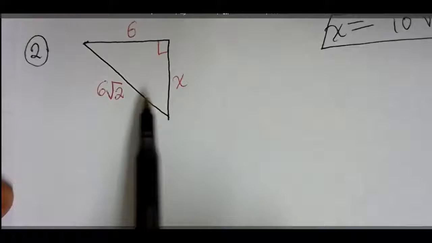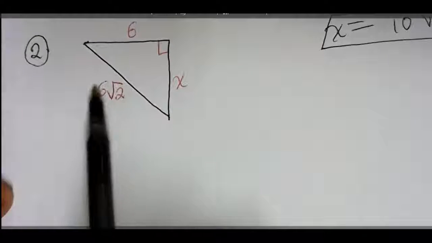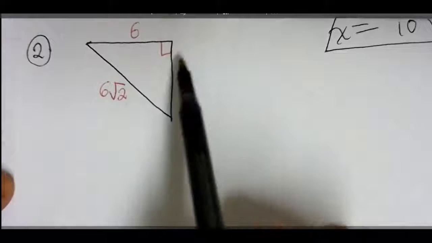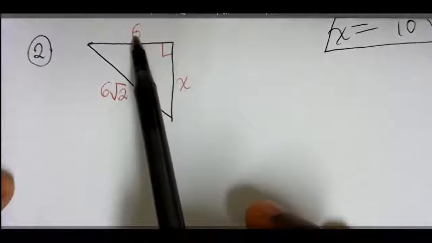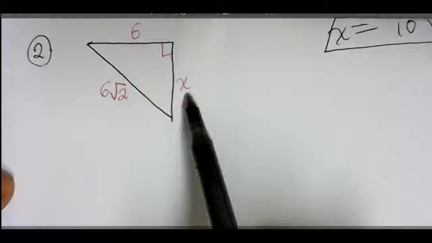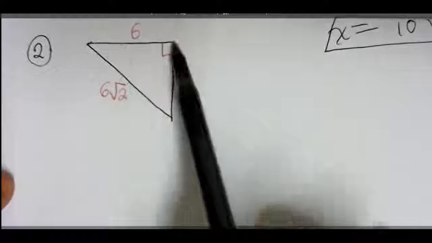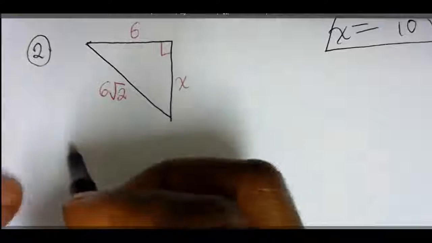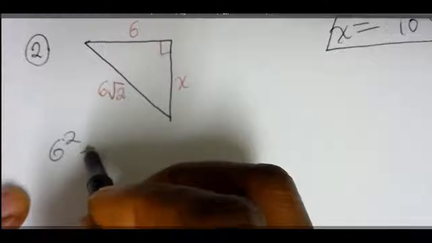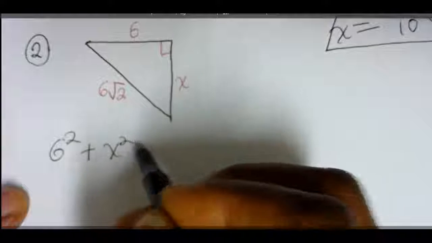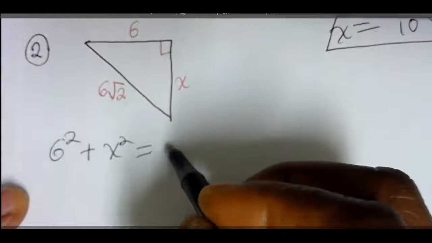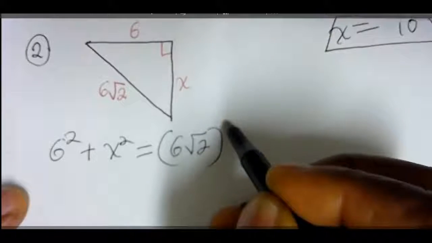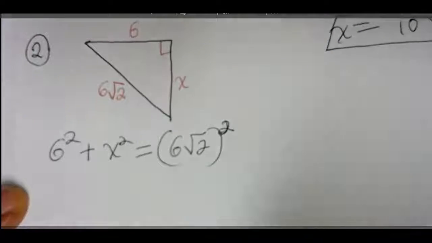And let's look at another one. Actually, when you're given a square root number, the same process, identify your right angle, then the two sides that form the right angle are your two legs. So set that up. So 6 squared plus x squared equals 6 square root of 2 squared.